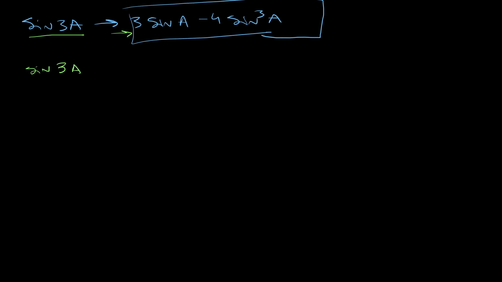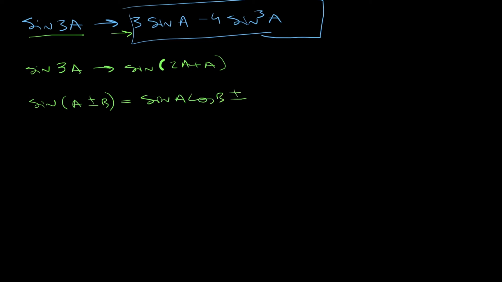Sine of 3a is the same thing as saying sine of 2a plus a. And sine of a plus or minus b is the same thing as saying sine of a cosine b plus or minus sine of b cosine of a. And now this is the important part. Notice the b here. So because we now have a, we're going to do a substitution.